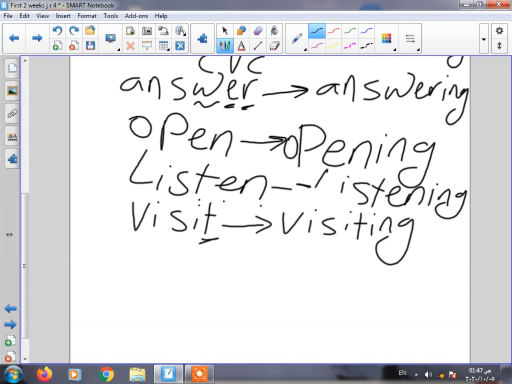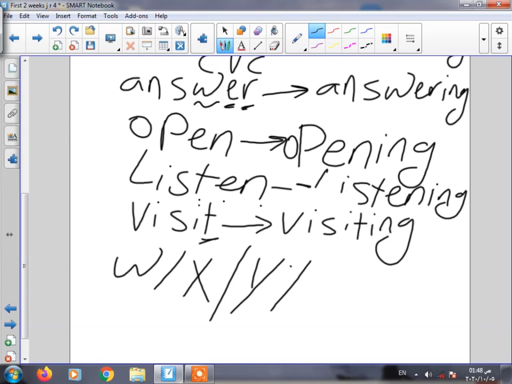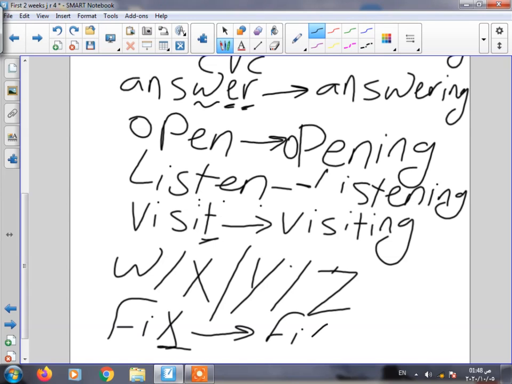If the verb ends with the letter W, X, Y, or Z, we don't double these letters, like the verb fix. When I add ing, I don't double the X. It will be fixing.